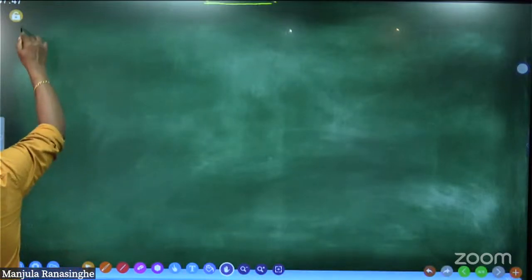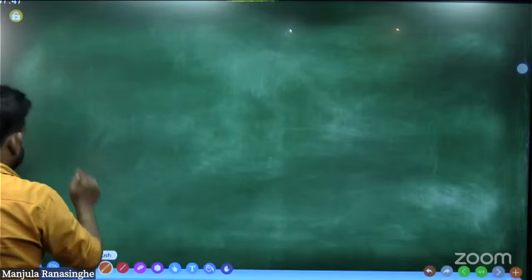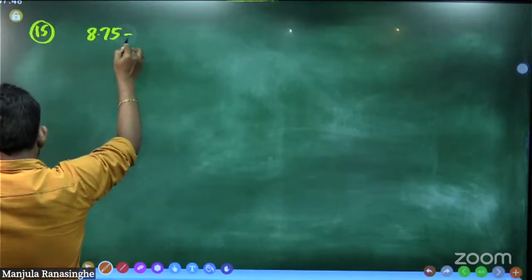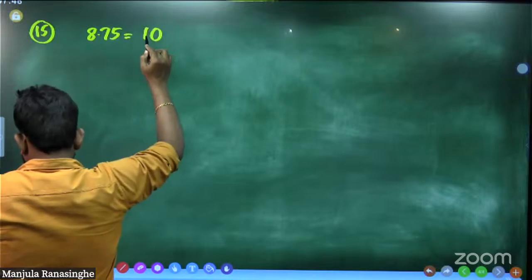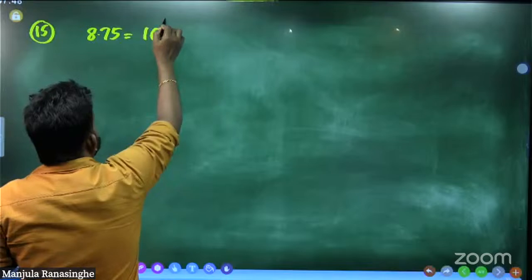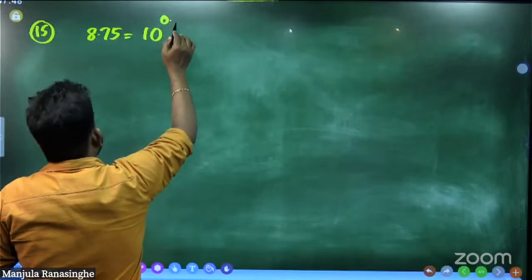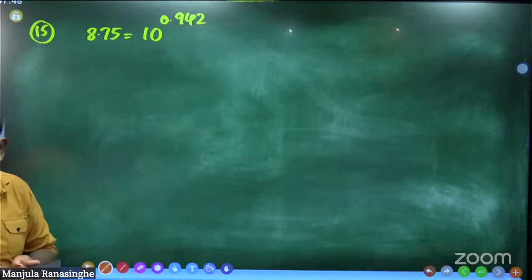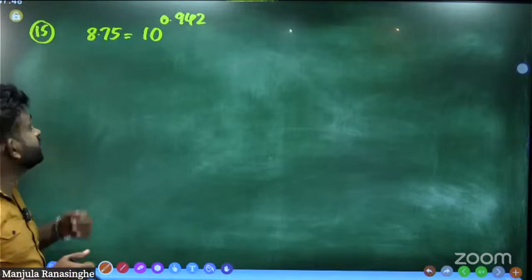Question number 15. There, 8.75 equals 10 to the power... Here that is a mistake. 0 points should be there: 0.942, 0.942, not 0942. Evaluate lg 875.